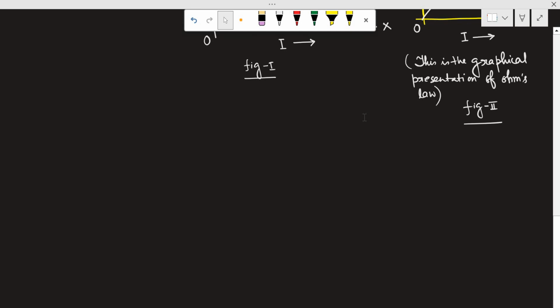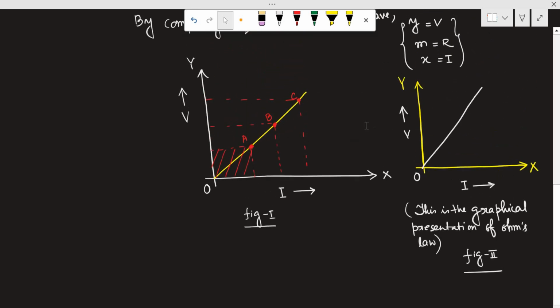what we learn from Ohm's law? Graphical presentation of Ohm's law, or VI graph. We can say the graph is a voltage-current graph, or V-I graph. This is very important in case of theory as well as in case of practical. This graph is basically a part of an experiment in your class 10 syllabus and in class 12 syllabus also.